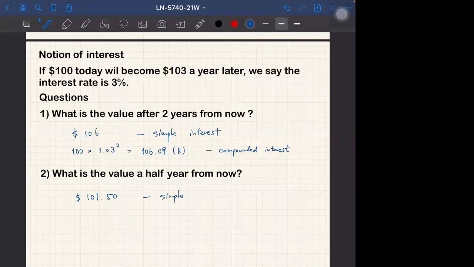Usually, within 1 year, often we use simple interest. But of course, you can calculate another way. So 100 becomes $103 a year later. So that means a half year from now, 100 times 1.03 to the half power. So this is compounded interest. So we have different answers. So we have to define the several notions clearly, then we have to describe the interest rate clearly.